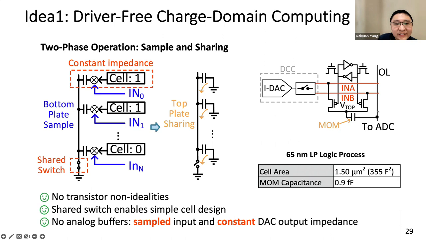With this new circuit, we do need two extra transistors to make it an 8-transistor cell. So that's not as ideal as the 6-transistor. But with this one, we are able to get 1.5 micrometer square per cell. This is around 50% larger than a standard 6-transistor SRAM.